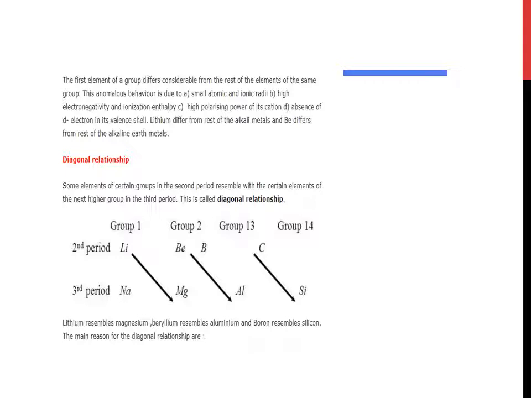Some elements of certain groups in the second period resemble certain elements of the next group. This is called diagonal relationship. Group 1 shows diagonal relationship with group 2. For the time being, it is said that lithium shows diagonal relationship with magnesium. Beryllium resembles aluminium.